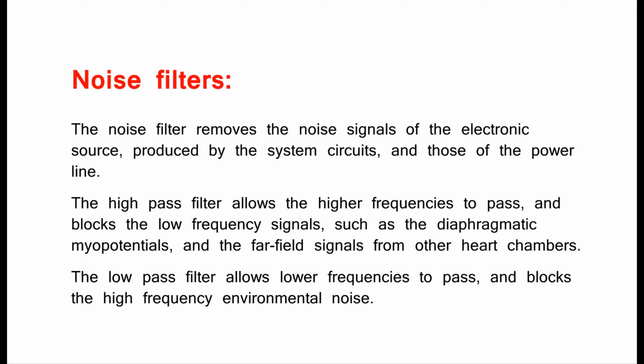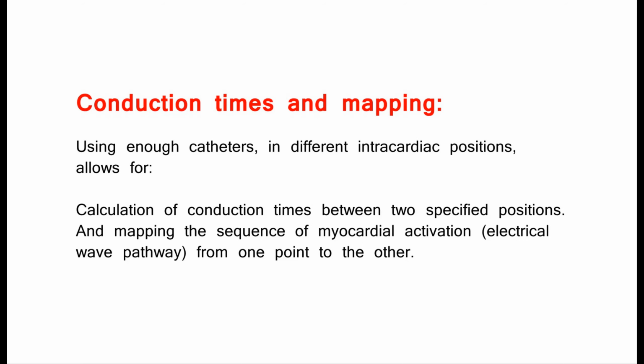The high-pass filter allows the higher frequencies to pass, and blocks the low-frequency signals, such as the diaphragmatic myopotentials and the far-field signals from other heart chambers. The low-pass filter allows lower frequencies to pass, and blocks the high-frequency environmental noise. Conduction times and mapping. Using enough catheters in different intracardiac positions allows for calculation of conduction times between two specified positions, and mapping the sequence of myocardial activation, electrical wave pathway, from one point to the other.